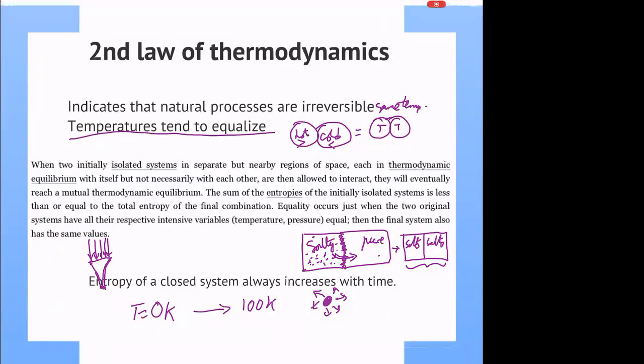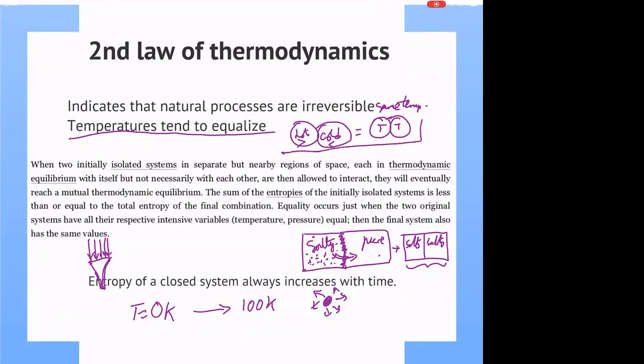When two initially isolated systems in separate but nearby regions of space, each in thermodynamic equilibrium with itself but not necessarily with each other, which is the example shown up here, are allowed to interact, so they're touching, they will eventually reach a mutual thermodynamic equilibrium, which is the state I'm showing on the right-hand side. The sum of the entropies of the initially isolated systems is less than or equal to the total entropy of the final combination. If you have a perfect isolation from the universe, then it will be equal. If you have some loss, the entropy will increase. Equality occurs just when the two original systems have all the respective intensive variables, temperature and pressure, equal, and then the final system also has similar. Okay, that's just detail.